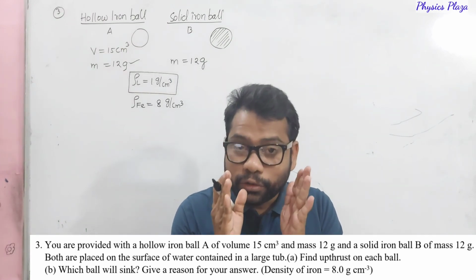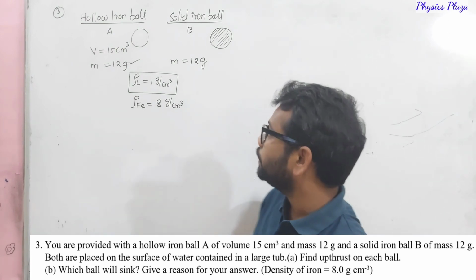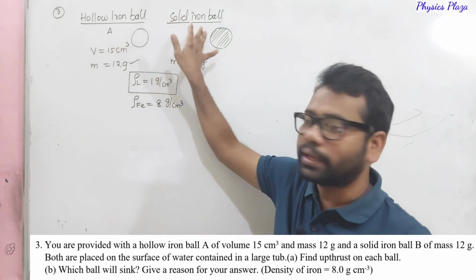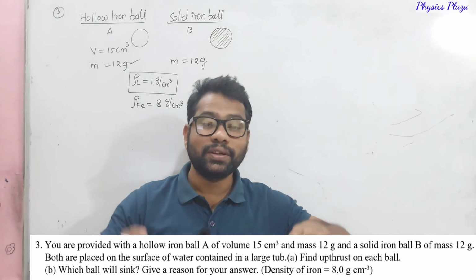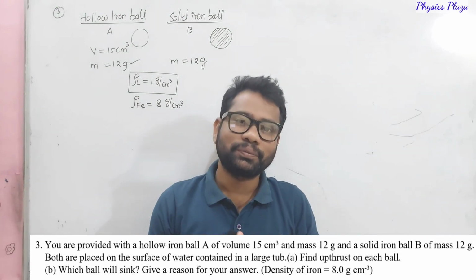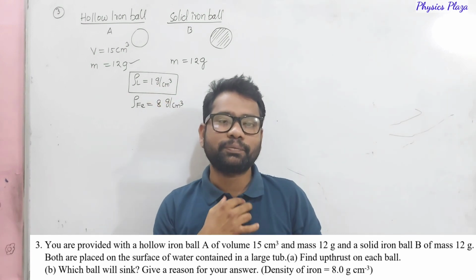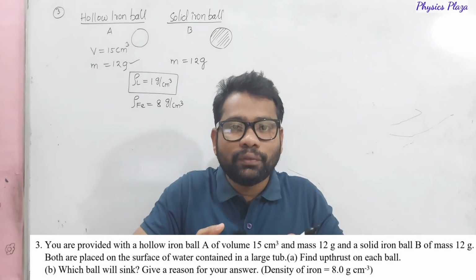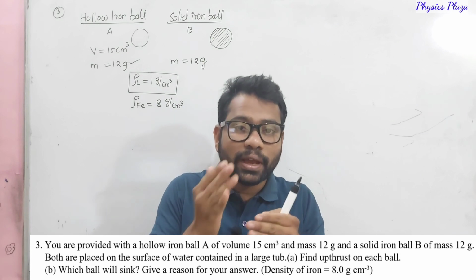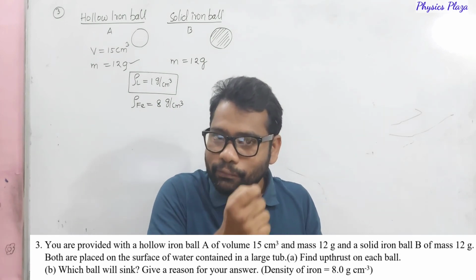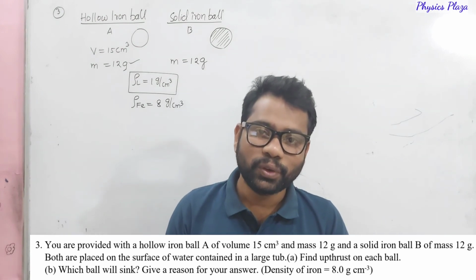Then what do we have to do? We have to calculate its volume, because the density is given, as both are made of iron only, and the density of iron is given. Both are placed on the surface of water, and we know that the density of water is 1 gram per centimeter cube in the CGS system. Now we need to calculate which ball will experience more upthrust, and individually which one will sink and which one will float. That's very important.